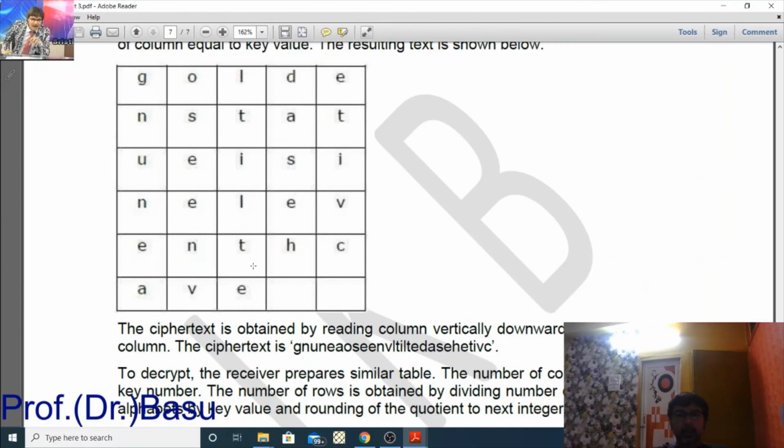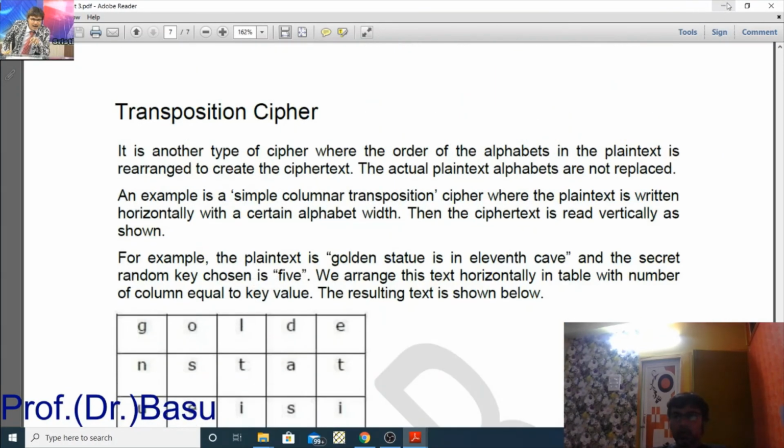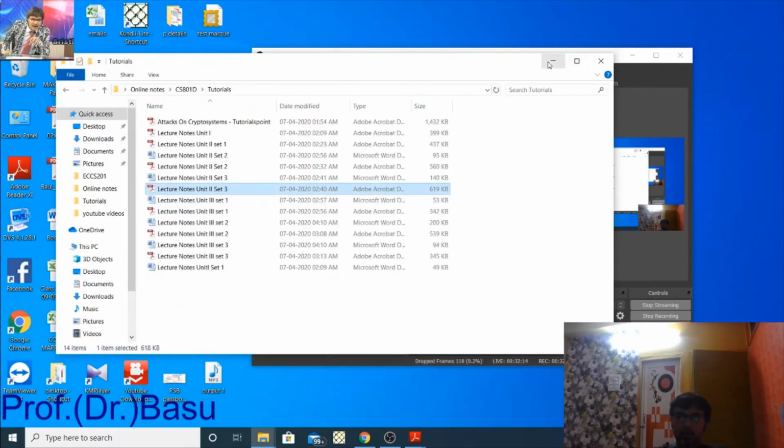So I planned that I will discuss these techniques of cipher cryptosystems, what techniques were used in the earlier days. Any questions from you people?